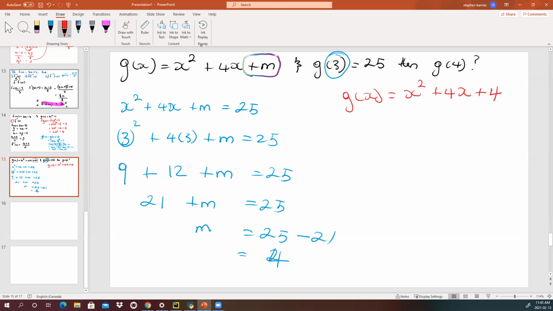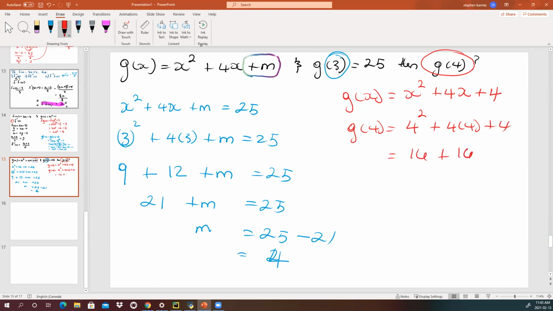And then you can easily find g of 4. You can just input 4. So g of 4 would be 4 squared plus 4 times 4 plus 4. So 16 plus 16 plus 4 equals 36. So that is the answer right there. Just a little bit of reasoning, understanding, using the information you have to work to the information that you are asked for. All right.